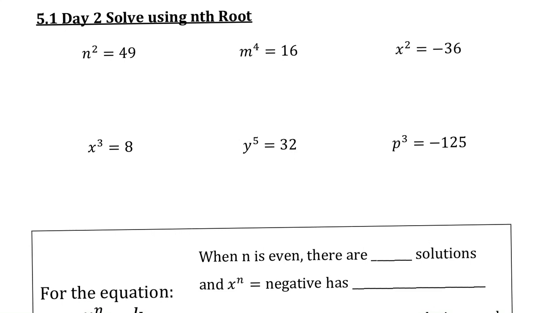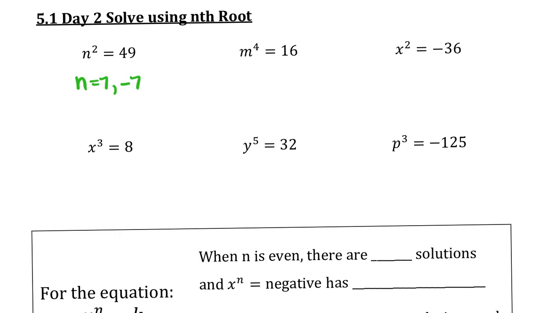Okay, now that we've learned nth root, we can use nth root to solve different kinds of equations. Before we start solving them officially, let's just look at these first equations and see if we know what the answers are without thinking of the process. So if n squared equals 49, what's n equal? Yep, it could be 7. Yeah, it could be -7 as well, because 7 squared is 49, -7 squared is 49.